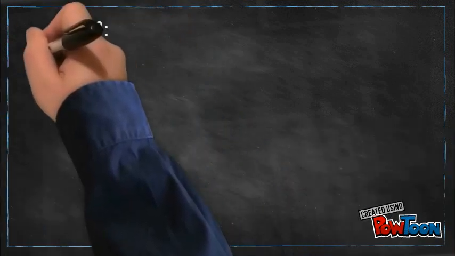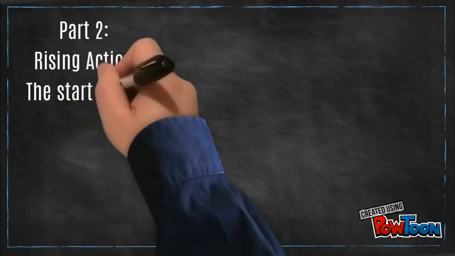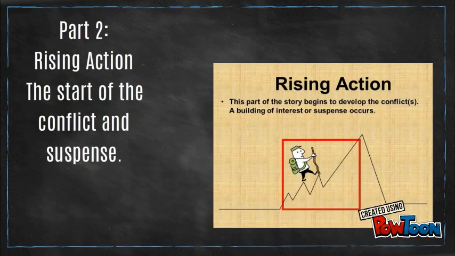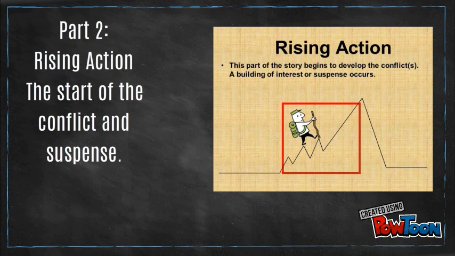The next element of the plot diagram is the rising action. This is where the suspense starts. All the decisions, characters' flaws, and background circumstances come together to create turns and twists leading to the climax.